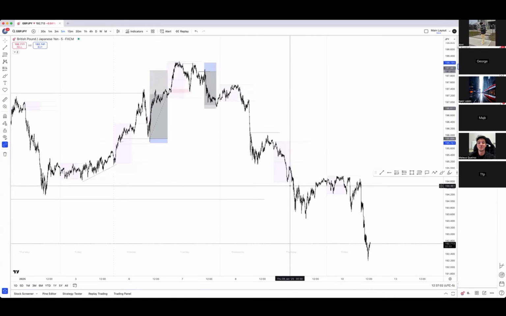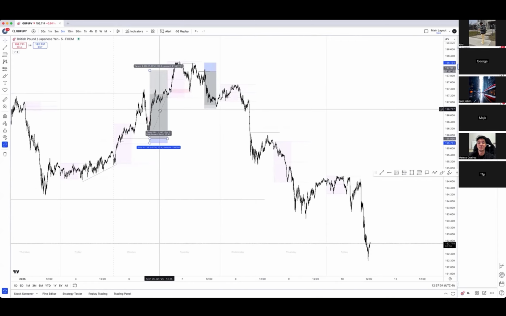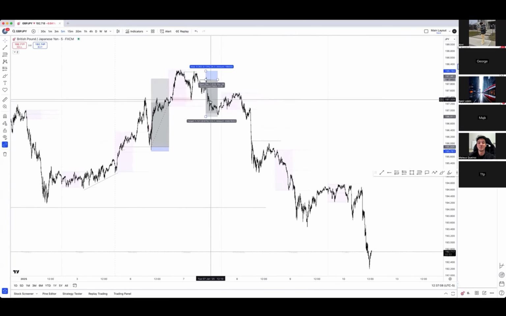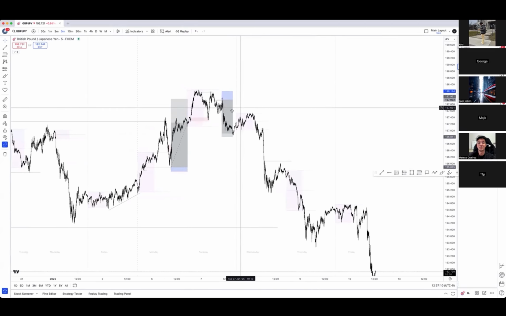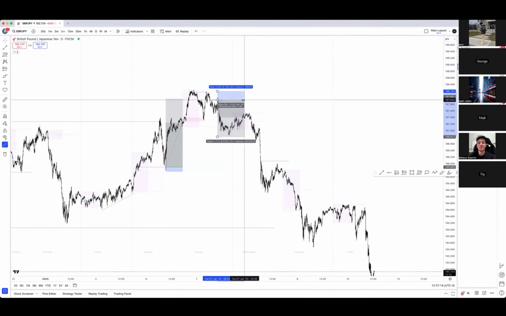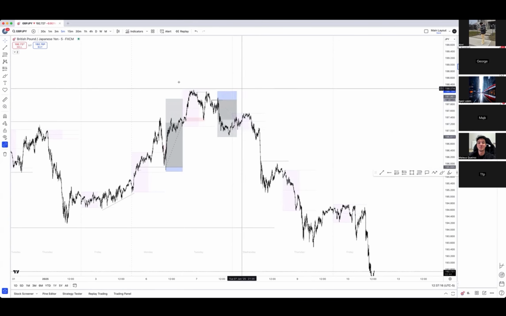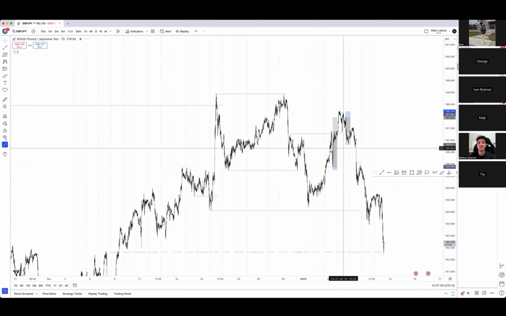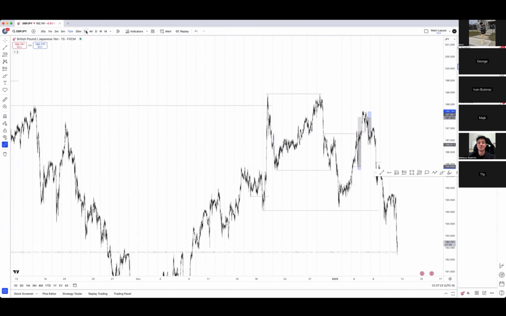So I don't really see any proper entries for GJ except for this long and possibly this short. But this would be like, in my opinion, I would just take this like in and out type thing. Because I honestly wouldn't anticipate it going lower because of all the liquidity to the upside.